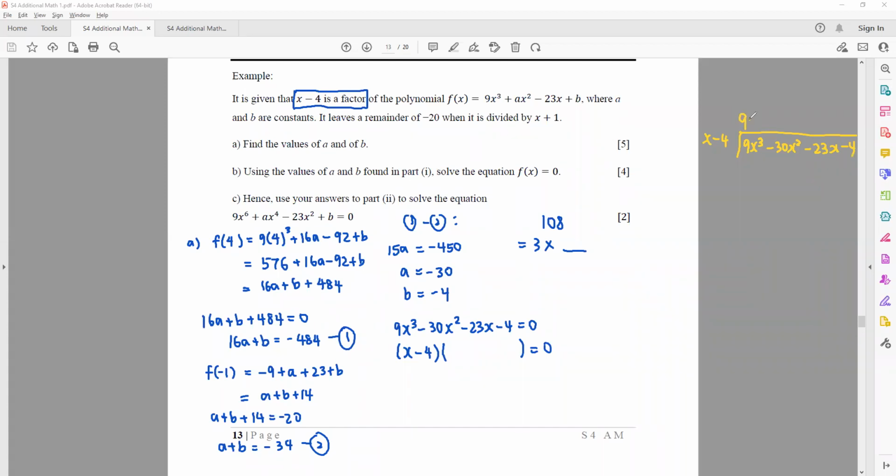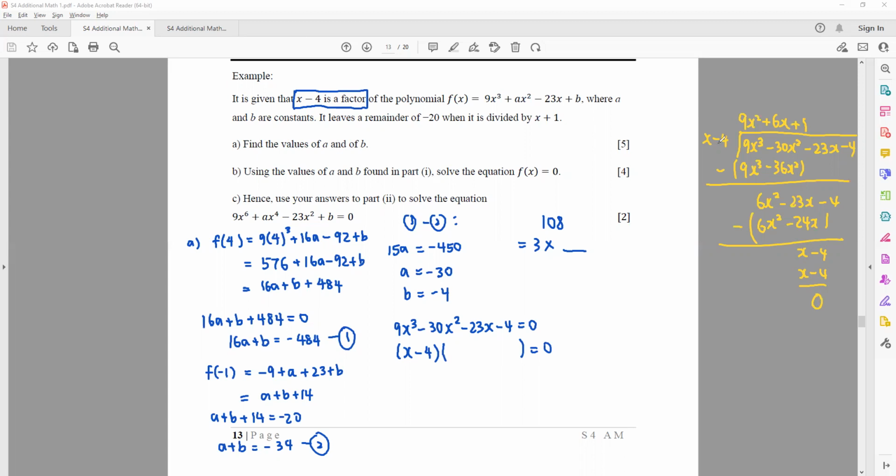Okay, so first thing, 9x squared. So 9x cubed minus 36x squared. Okay, there's a subtract sign here. So this becomes plus 36x squared. So it becomes 6x squared minus 23x minus 4. Then plus 6x. So there's a minus here again. So this becomes plus 24, it becomes x minus 4. So when you do your long division, the remainder must be equal to 0, because it's a factor.